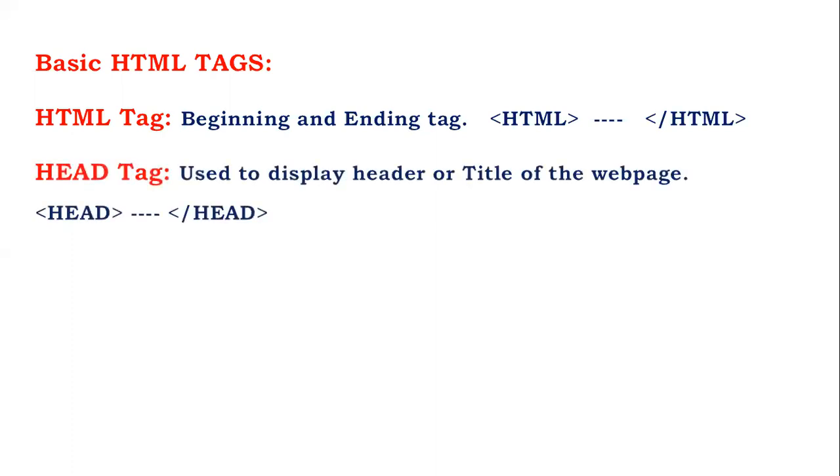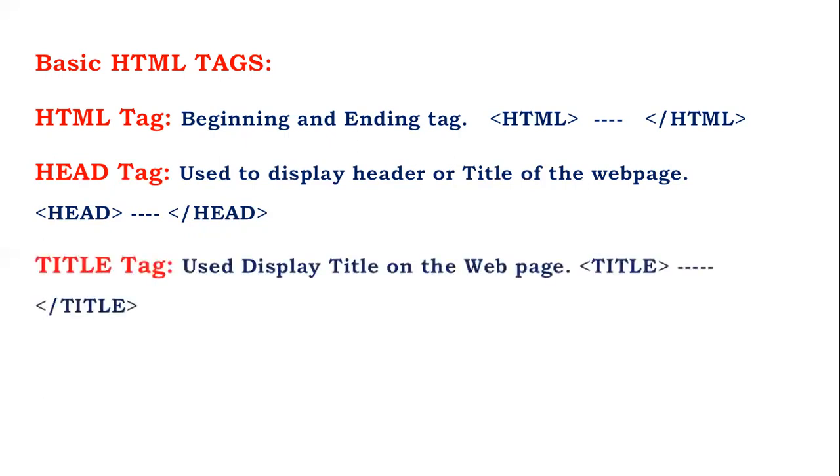Second, the head tag. This is the second tag that we use when we are writing a program. The head tag is used to display the header or title of the web page. It also has a beginning tag and an ending tag. Third one, the title tag. The title tag is used to display the information which is mentioned in between the title tag. So this title tag also has both the beginning tag and the ending tag.